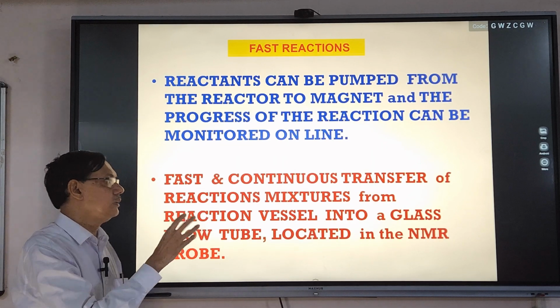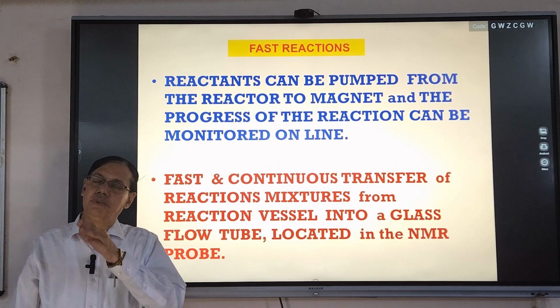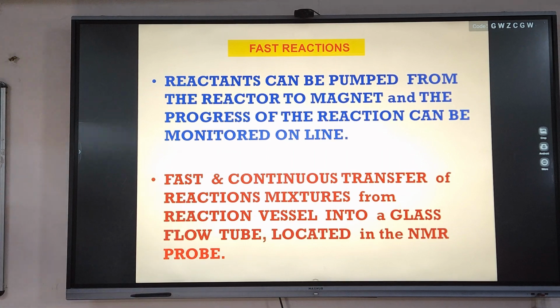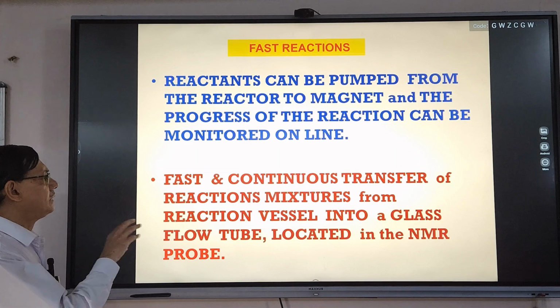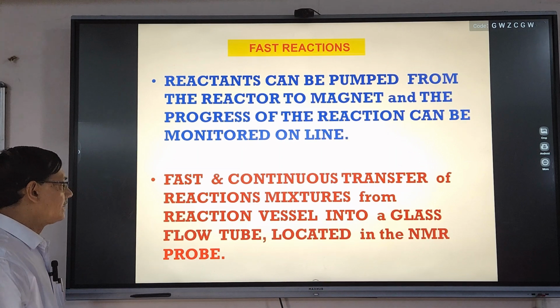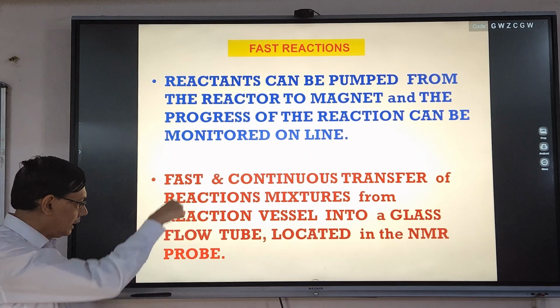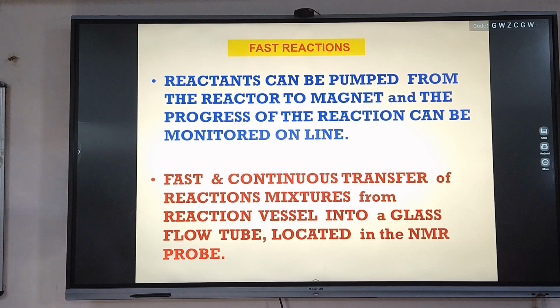At the end of the lecture, I will show some of the devices by which a fast reaction can be studied. And another thing is also possible, that fast and continuous transfer of the reaction mixture from a reaction vessel into a glass flow tube located in the NMR probe. That is one of the techniques we will use.